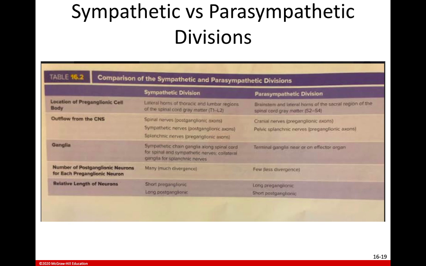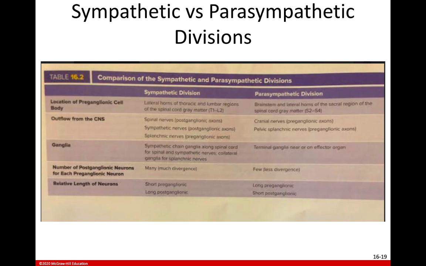Remember that for the parasympathetic division, the preganglionic and postganglionic neurons synapse in terminal ganglia. Also remember that those terminal ganglia are very near or actually in the wall of the organs that are their effector organs. So therefore, this means that with our parasympathetic division, the preganglionic neuron is going to be very long because it has a long way to travel from the spinal cord to the terminal ganglia, which are in or very near the target organ, the effector organ.